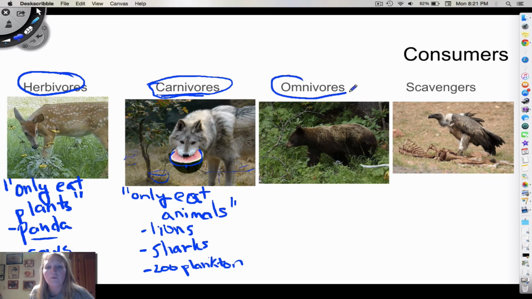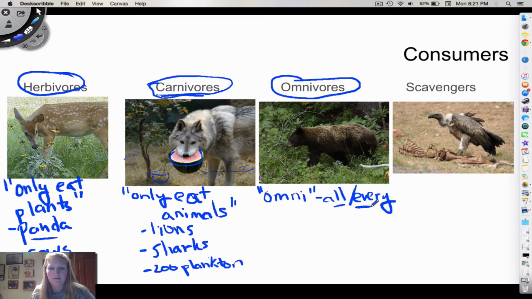And then there are the omnivores. We are mostly these, those of us who eat both plants and meat. Omni means all or every. So they aren't exclusive to just one. They eat both meat and plants, both animals and plants.